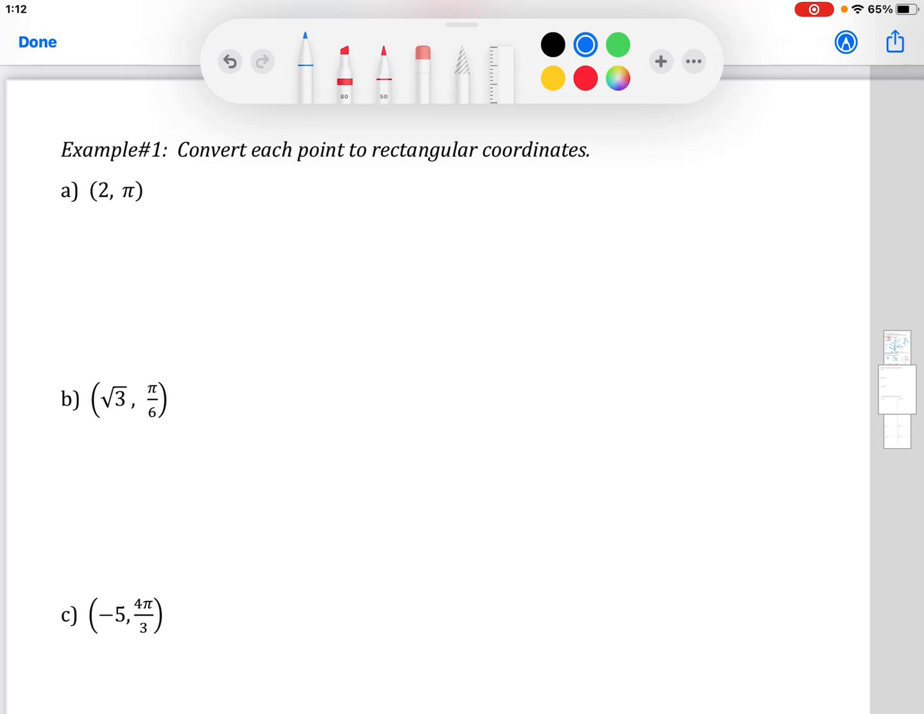So let's do the first 3 questions. That's what I'm going to do with you, example 1, 3 parts of it. It says 2 comma pi. Again, the first thing you need to do is identify what's your r and what's your theta. You know x is r cosine theta, and remember x goes with cosine, and y is r sine theta. So all you're doing is substituting in.